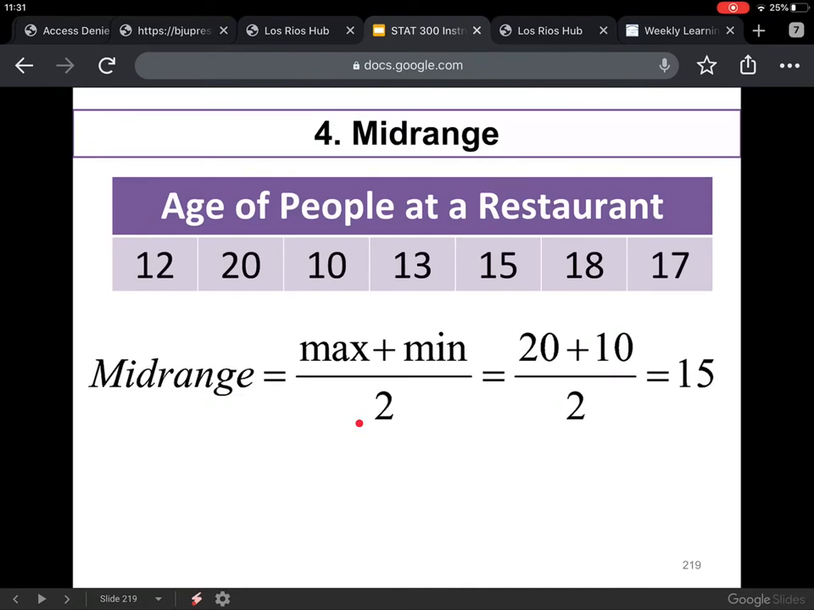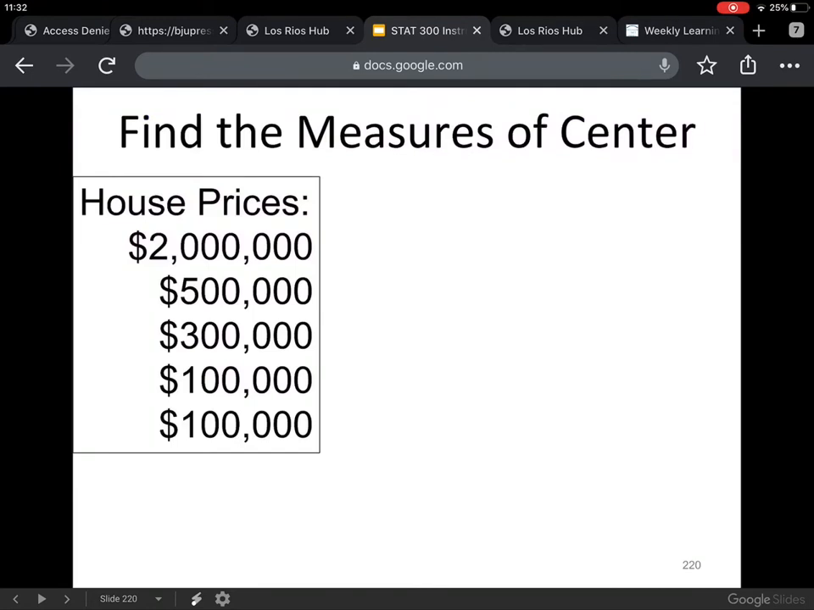So this is how you calculate the mid-range, maximum plus minimum divided by 2. In this case, this is 15. Again, this is a measurement of the middle. That's what mid-range is. It's not used very often because of this issue that outliers really skew the measurement of the middle. So here's another example.